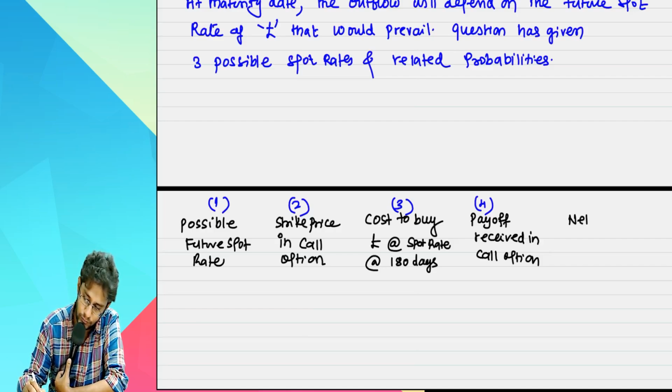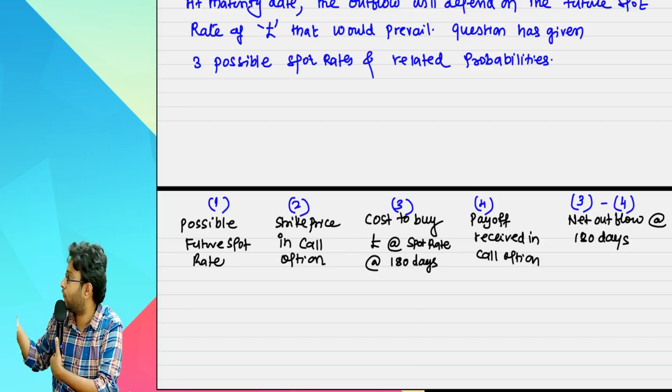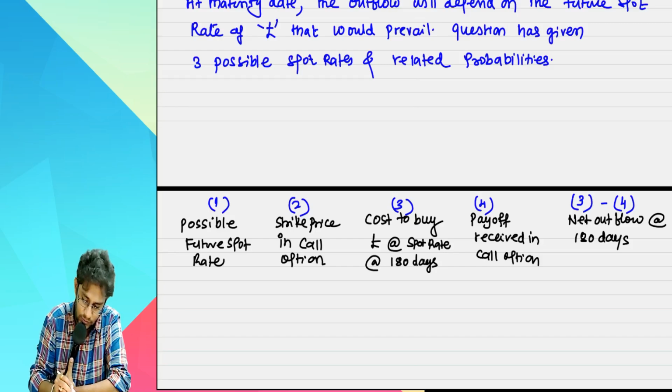So net outflow at 180 days is equal to 3, which is definitely outflow. In case the option gets exercised, then some inflow will come. So effectively your outflow will be this. So now you may copy.